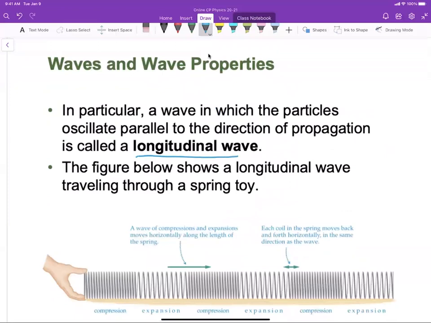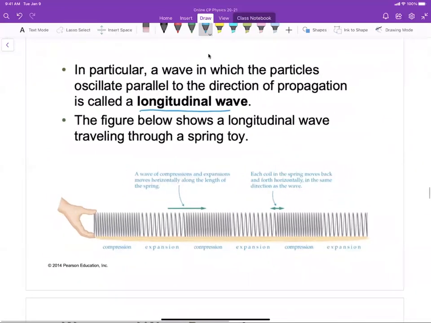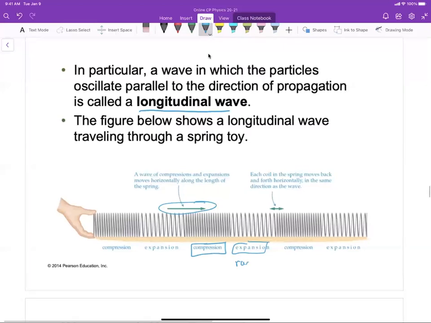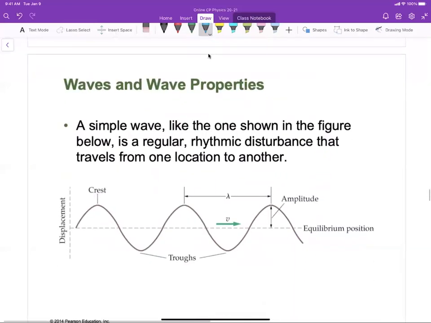Longitudinal waves, the particle is traveling parallel to the wave energy. And so here is an example. The wave is traveling to the right. We will have areas of compression and expansion. These areas of compression are considered high density areas, and these areas of expansion are considered rarefaction, kind of a weird word, but that is the areas of expansion.